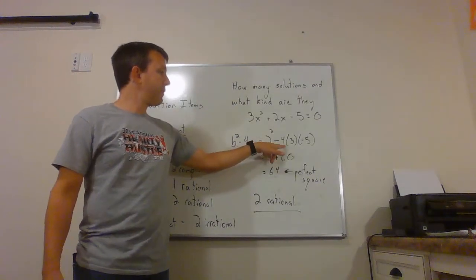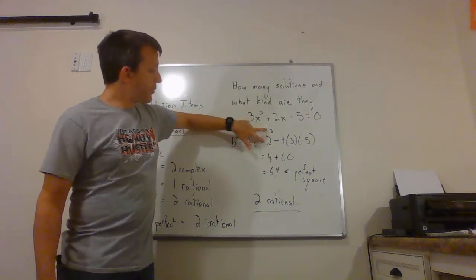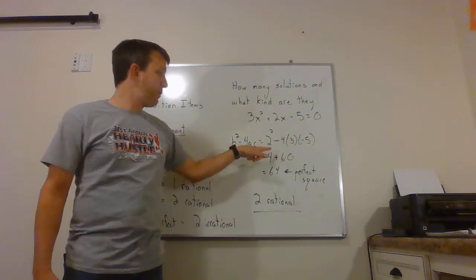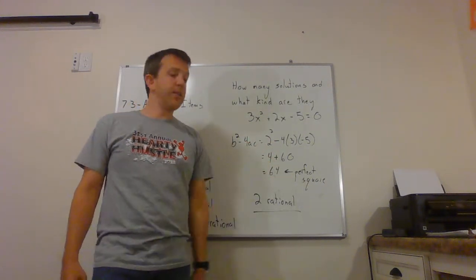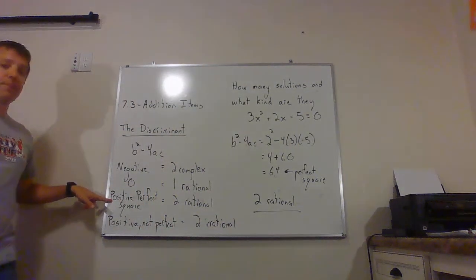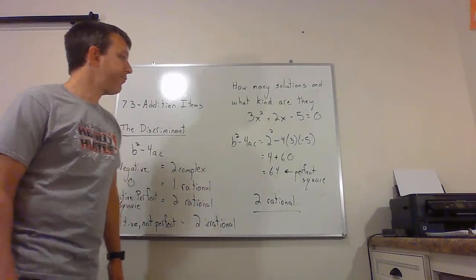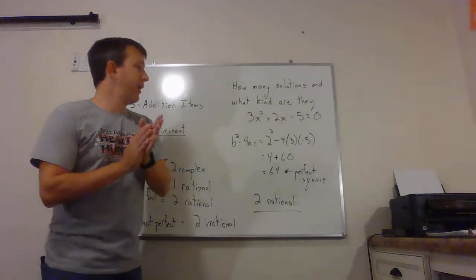So I plug in my numbers. 2 squared minus 4 times 3 times negative 5. If you clean that up, 2 squared is 4, 4 times 3 is 12, times negative 5 would be negative 60, but with the minus sign in front, makes it a plus 60. So we get 64, which is a perfect square. And from back here, we have a positive number that is a perfect square, so we know that we have two rational solutions.